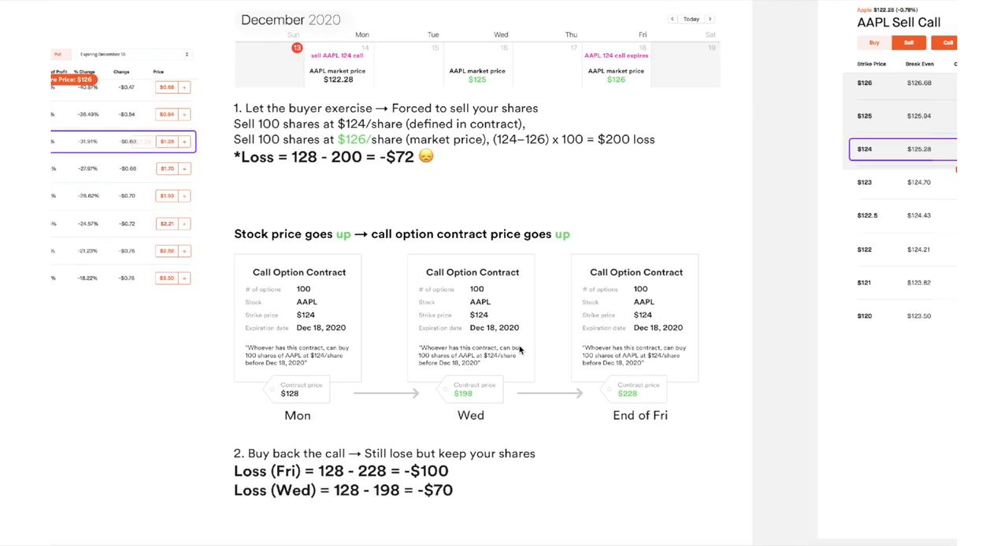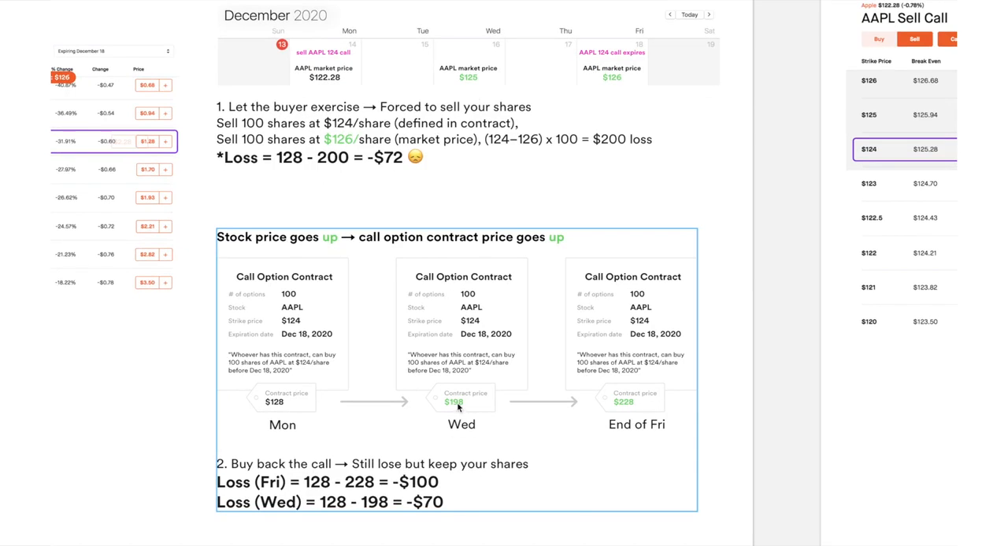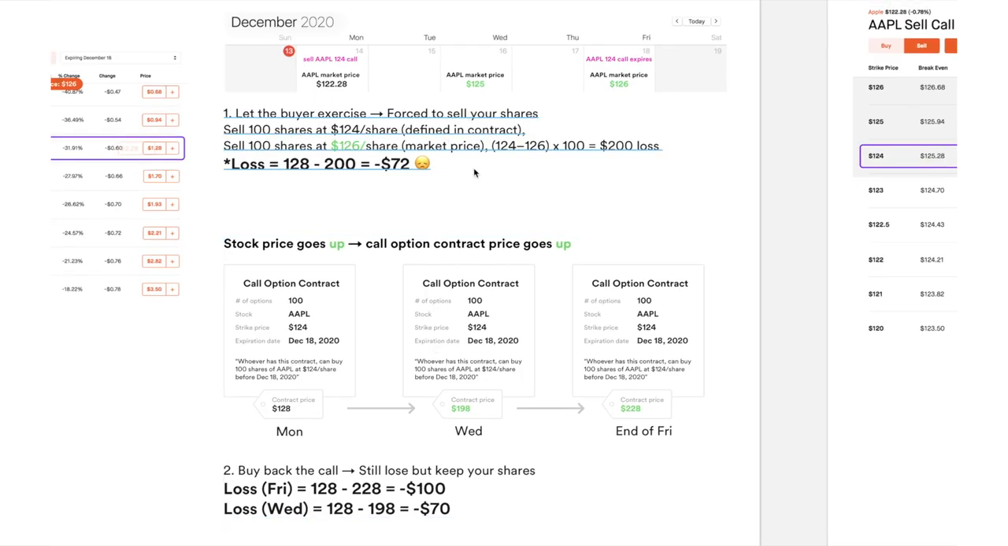Or maybe on Wednesday, you were thinking, it might just go up even more on Friday, so let's just cut losses, done for the week. Then you can buy back on Wednesday, spend $198. Your net loss will be only $70 instead of $100, right? So in this case, you will actually lose money. But the good thing is you get to keep your shares. So in either way, you're going to lose something, all right?